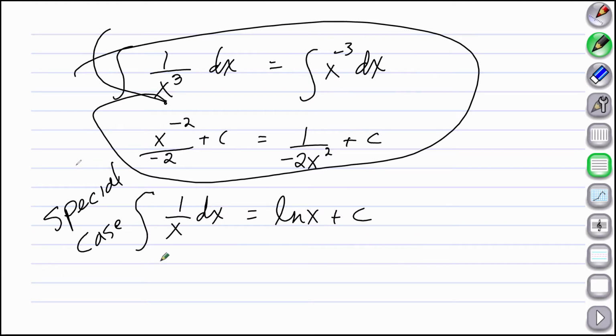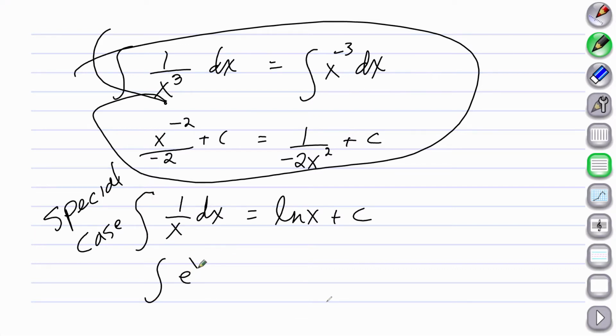Okay. Another special case is e to the x. It's got a mind of its own or something. And that would be dx. That would be e to the x plus c. So these two are kind of special cases, 1 over x and e to the x. We use those quite often.